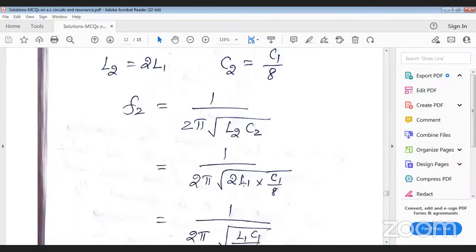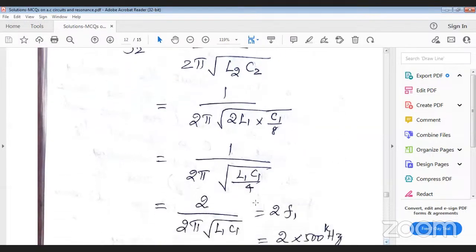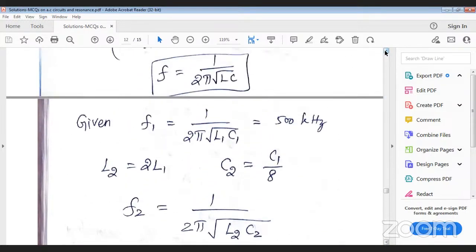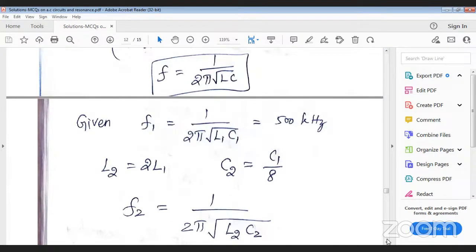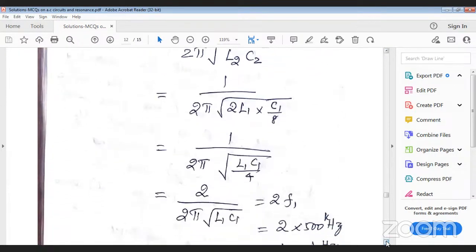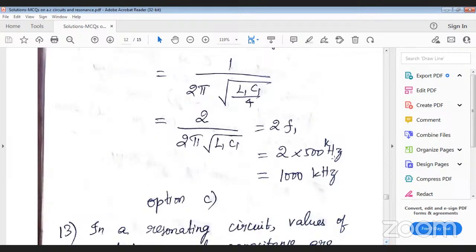So when you cancel out this 2 and 8, you will be getting 4. So square root of 4 in the denominator, you will be getting 2. And that 2 will go to the numerator. So 2 by 2 pi root of L1 C1, that is 2 into F1, because F1 you know here is 1 by 2 pi root of L1 C1. So instead of this term, you will be having 2 into 1 by 2 pi root of L1 C1. So that will give 2 into F1, that is 2 into 500 kilohertz, that is 1000 kilohertz, option C.